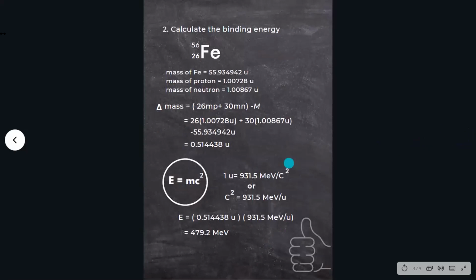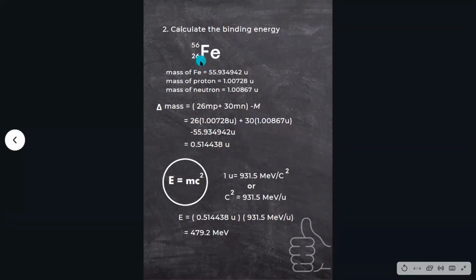So the next question is to calculate the binding energy. We need to know the mass of the element, which is barium. It is given, and the mass of proton and neutron is also a constant. So first we need to find the mass defect. We know that the number of protons is 26 from the diagram. Then we plug in the mass of the protons plus the neutrons. How did I get these numbers?